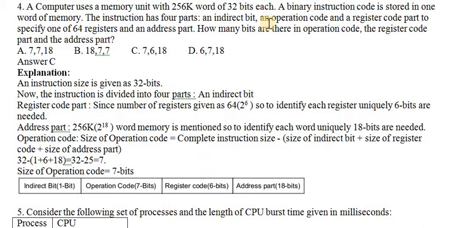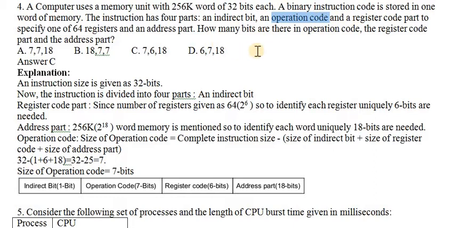Okay, so totally, how many bits there are is nothing but, to access the memory, 32 bits. Okay, and they provided information that there is an indirect bit, which means 1 bit we already reserved for this indirect bit. We don't know what the operation code size is. And then the register code: they specified the number of registers, 64, in the sense we can represent it in 2 power 6. Okay, so now the number of bits required to represent the register code is 6 bits.